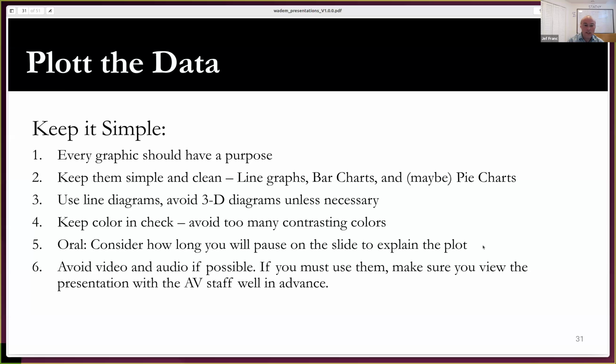Keep the color in check and avoid too many contrasting colors. I also recommend that if you, for instance, have a time series and you have a line across there, not only in color should the lines differ, but also in texture, you know, one being solid, dotted, dashed.